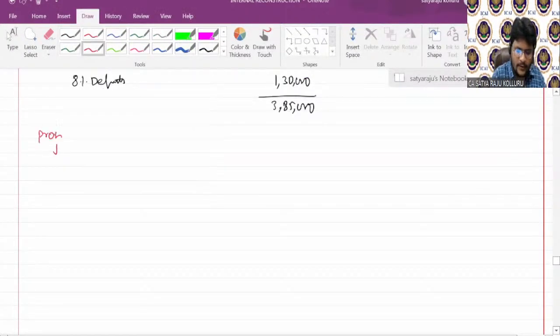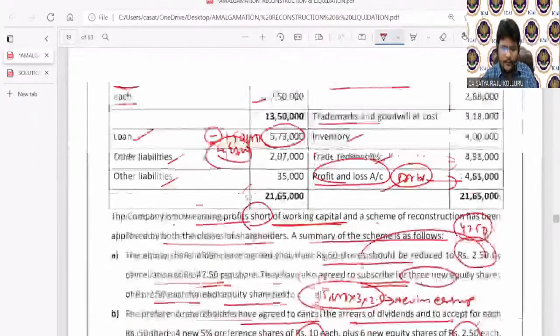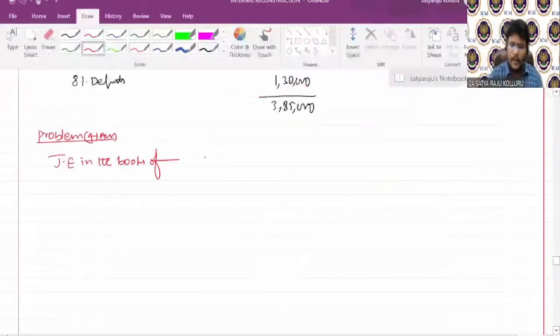Roll number 4, right? Journal entries in the books of... What is the company name? Rebuilt Limited.